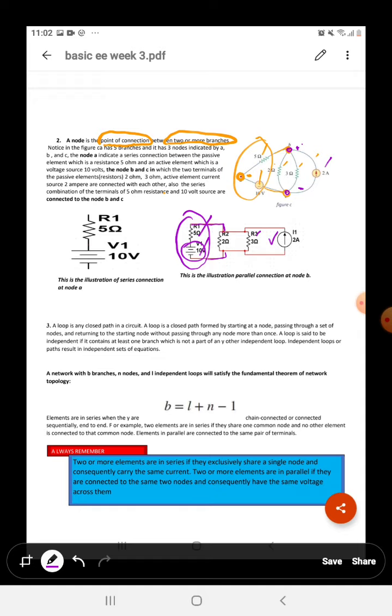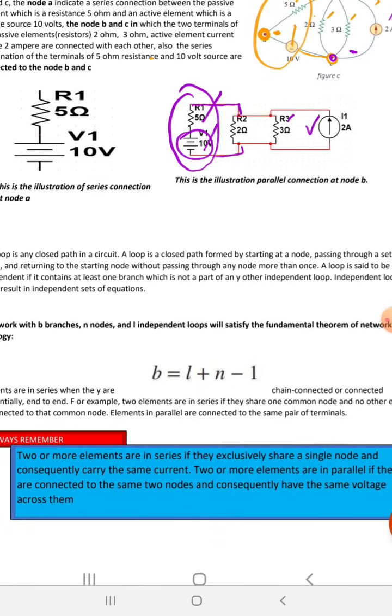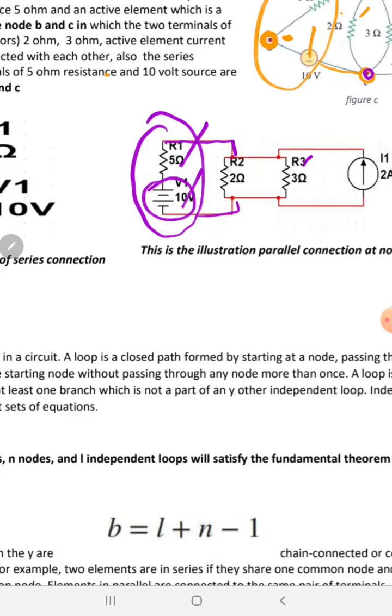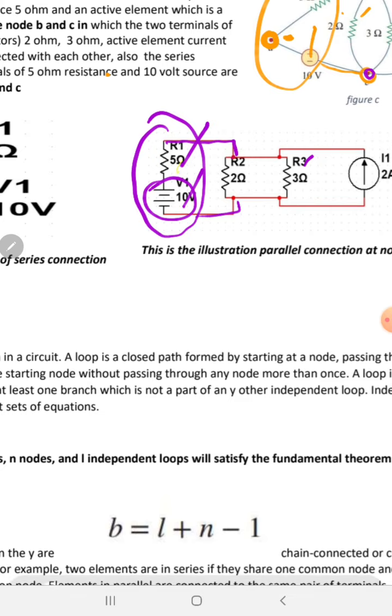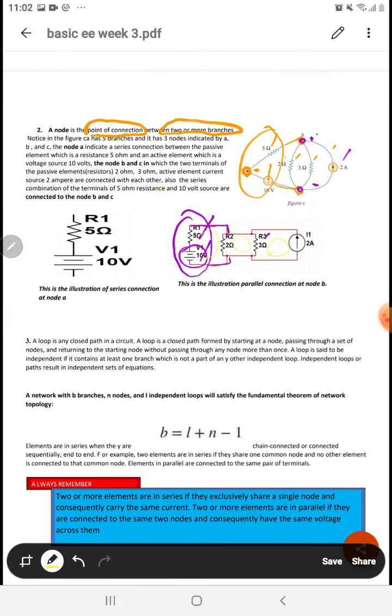So, pag loop naman yung sinasabi natin, it is any closed path formed in the circuit. So, dito sa circuit na to, ano yung mga loop natin? Ano mga loop natin, sir? So, this is our loops. Ito, loop 1, loop 2, and loop 3. A loop is formed by starting at a node A, passing through a set of nodes, and returning to the starting node without passing through any node more than once.